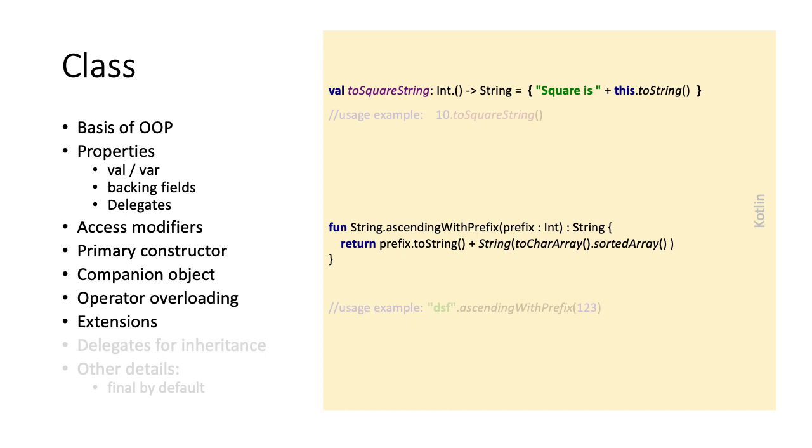Kotlin provides the ability to extend a class or an interface with new functionality without having to inherit. We have two examples of extension functions here. One is toSquareString. Function called ascending with prefix is another example. Notice the difference in syntax. In the first one, it is specified as a variable of type extension function. The second one is a declaration.